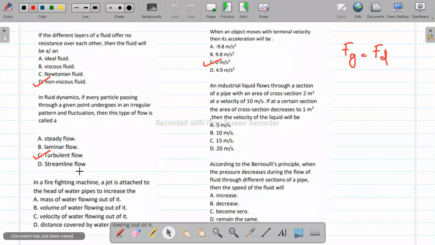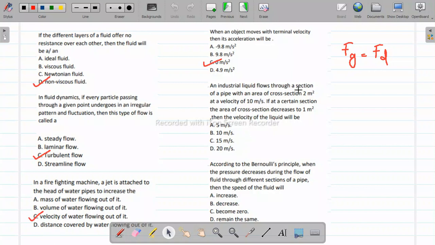In a firefighting machine, a jet is attached. By the way, a jet is a nozzle which has a smaller area, right? A jet is attached to the head of a water pipe to increase the speed. When I mentioned that the area of the jet is smaller, then surely attaching it will increase the speed of the liquid or fluid at that point. So the velocity of water flowing out of it increases.